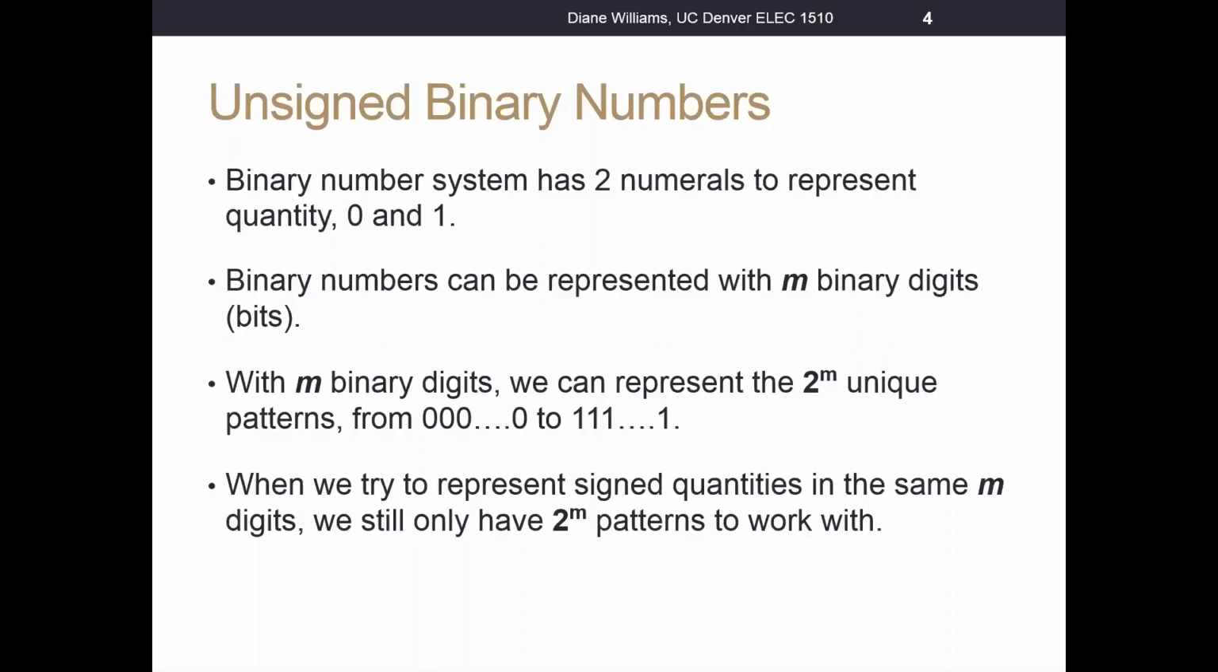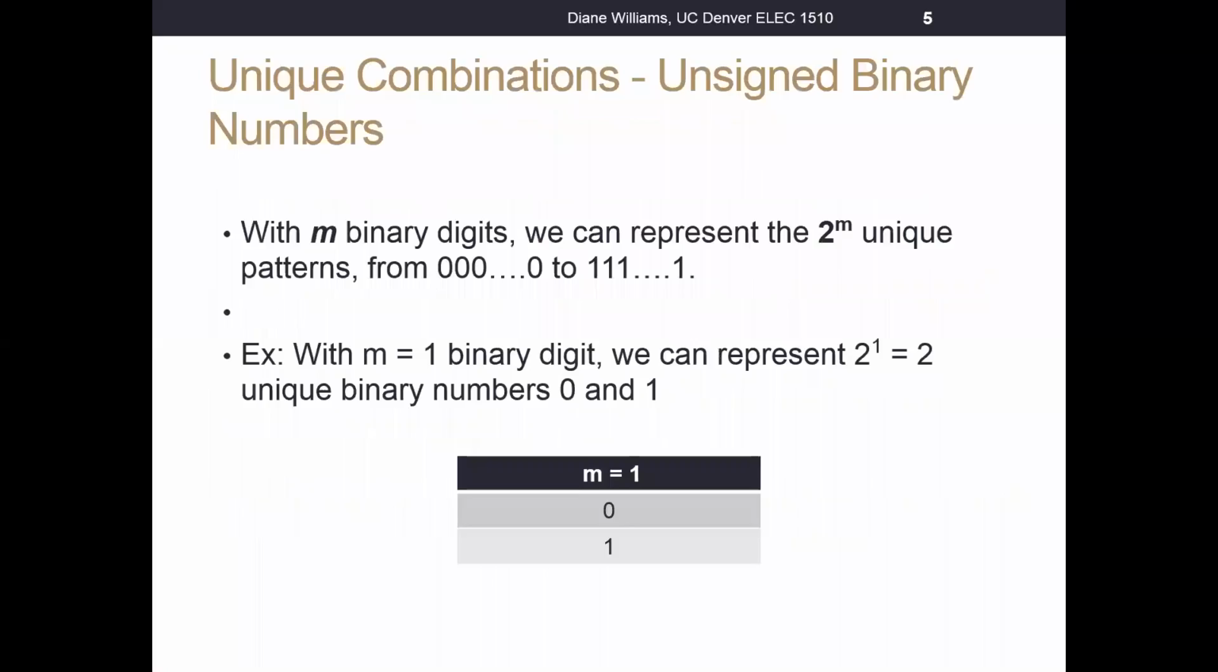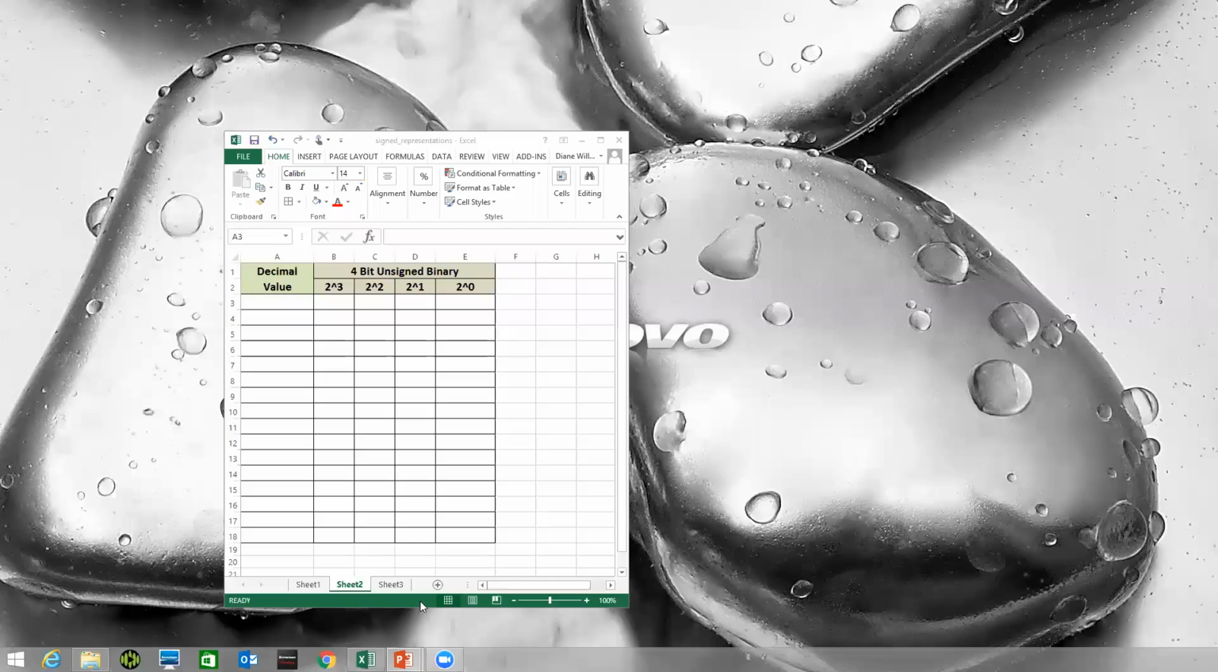We'll see that when we work with signed numbers and we use the same number of digits or bits, we still only have the same number of patterns to work with, and we'll have to interpret the meaning of those patterns differently. Let's look at an example of m binary digits. Let m be equal to 4. If we have 4 bits, then we could represent 16 unique patterns. So let's take a look at that particular example.